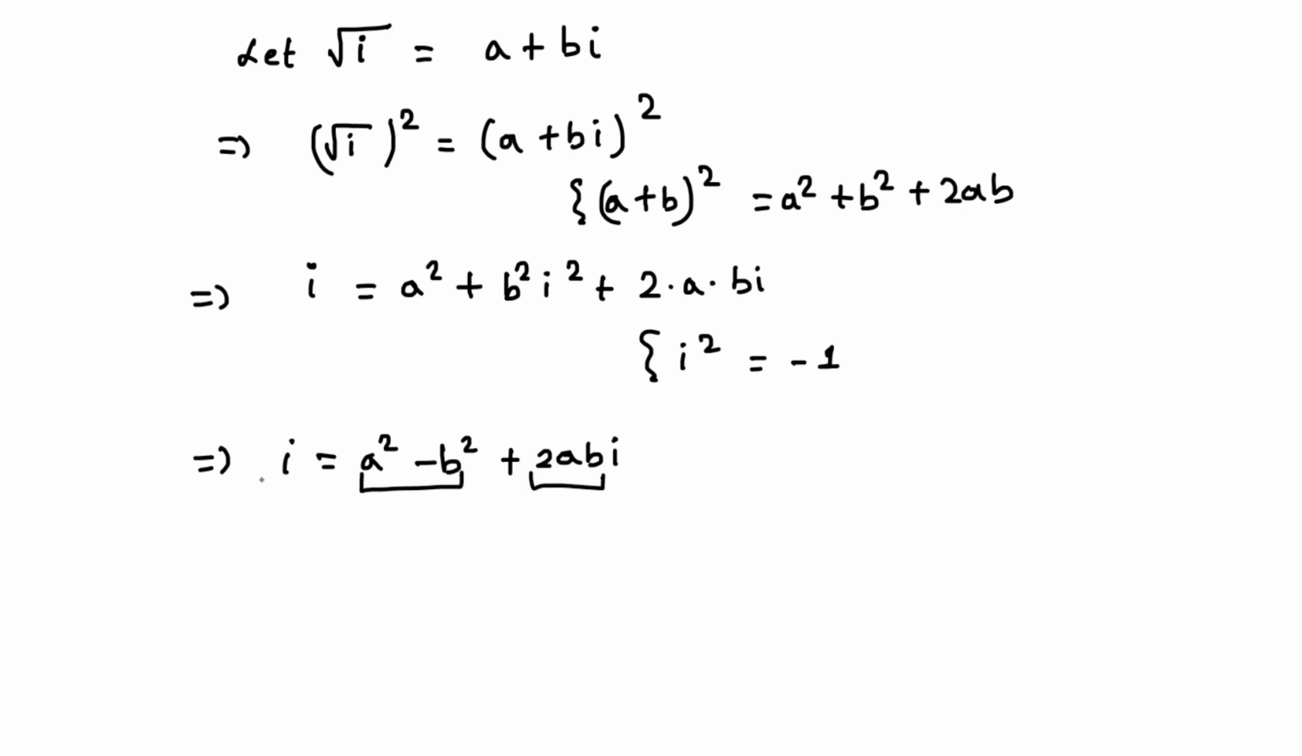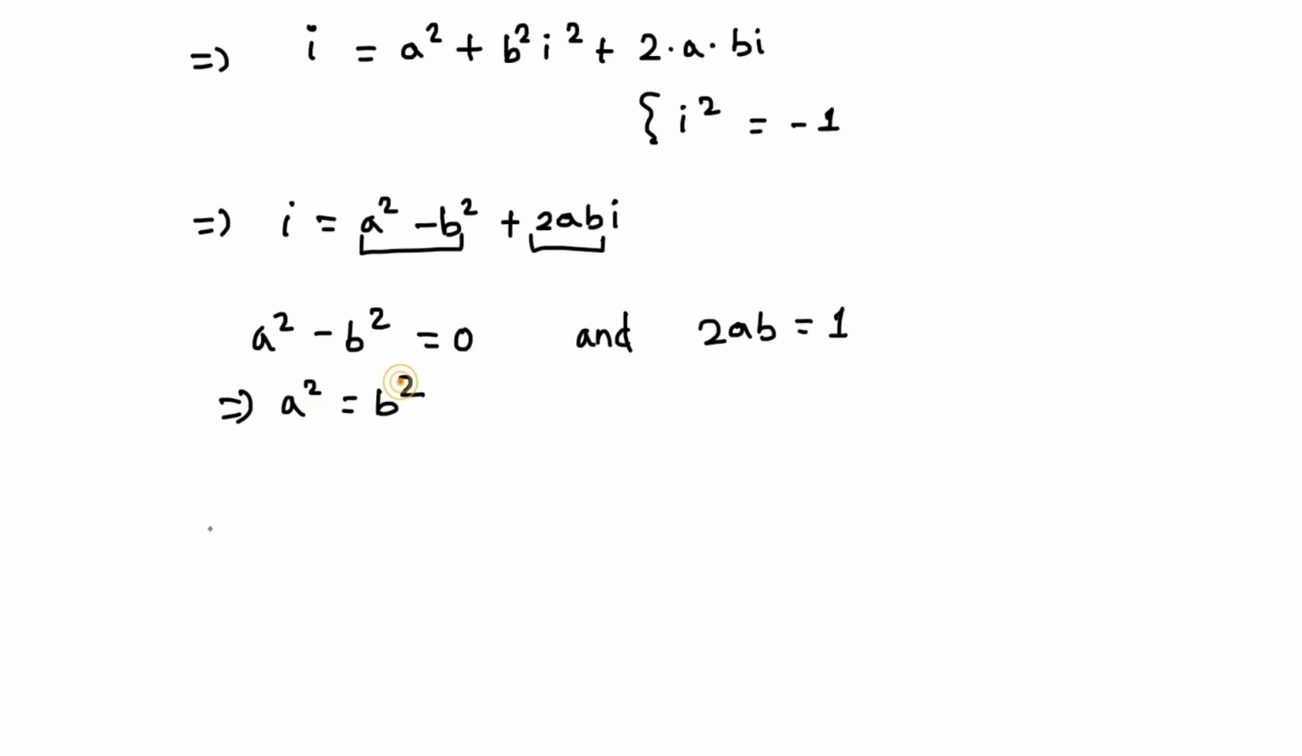Now, equating the real part with the real part and the imaginary part with the imaginary part. As you can see, on the left hand side we don't have any real part, so we'll equate a square minus b square simply with 0. So a square minus b square equals 0, and equating the imaginary part we have 2ab equals 1. Here the coefficient of i is 1. So a square equals b square, which implies a equals plus or minus b. From here we can write a equals b or a equals minus b.